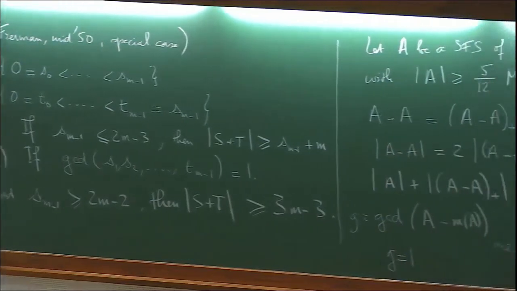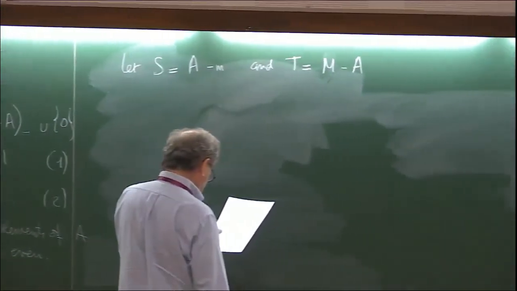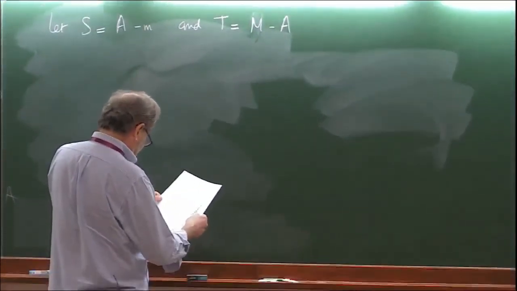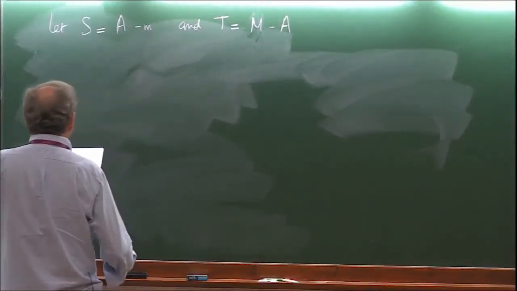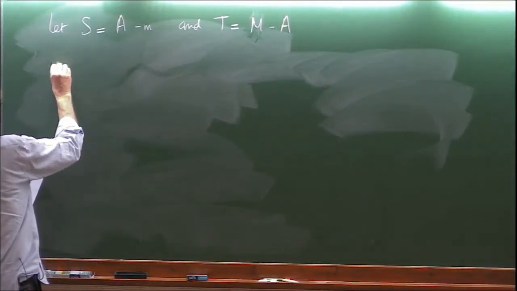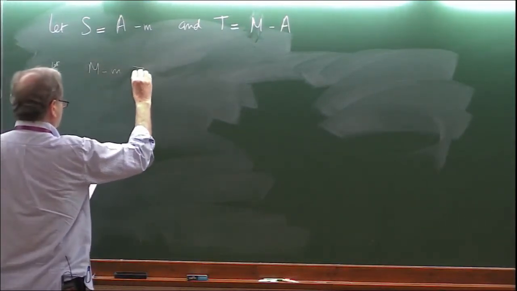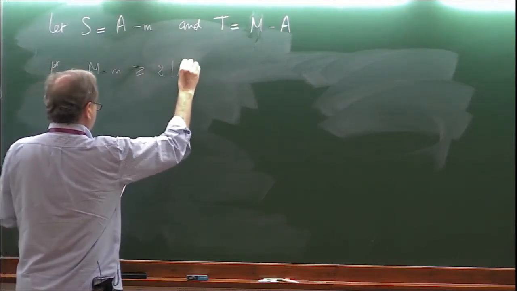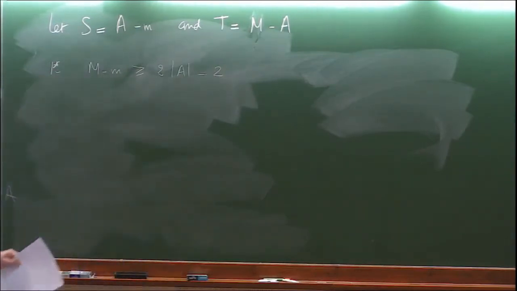Okay, so we're happy with that. Everything is fine. Okay, we can shift. Now there are two situations. First situation, first case: capital M minus little m is larger than 2 times the cardinality of A minus 2. This is just a case. I don't assume that this is true. I want to check how it goes when this is true and how it goes when this is not.